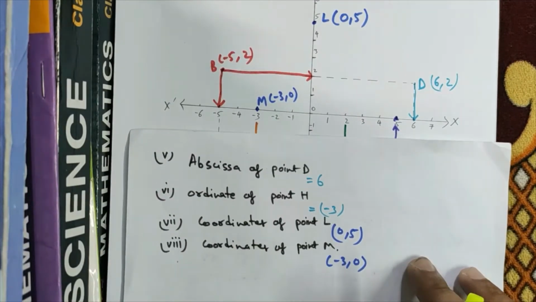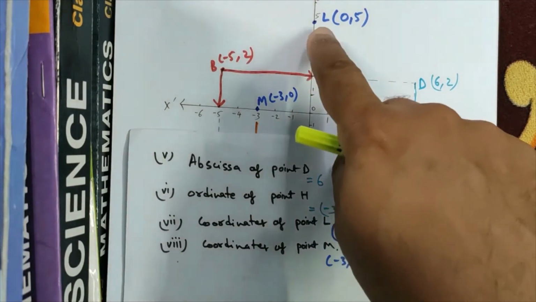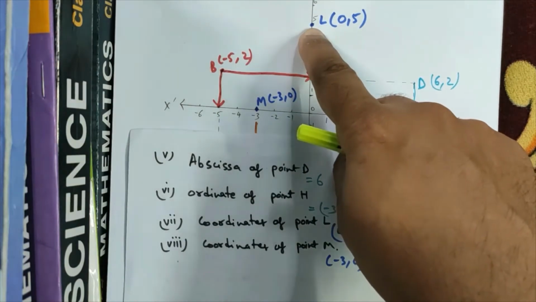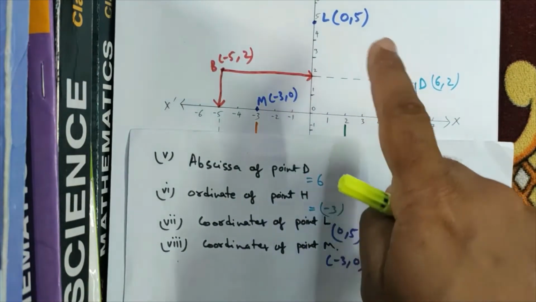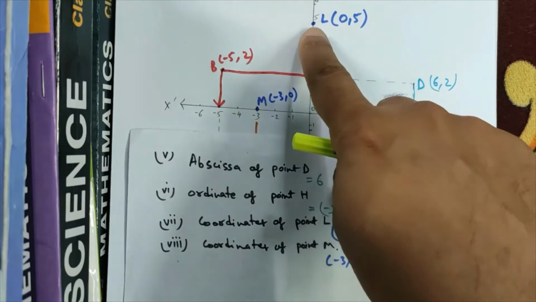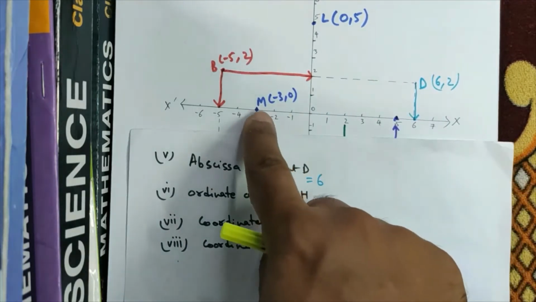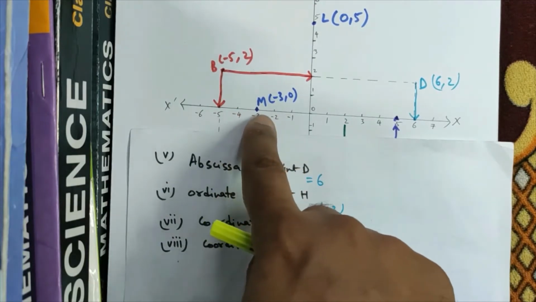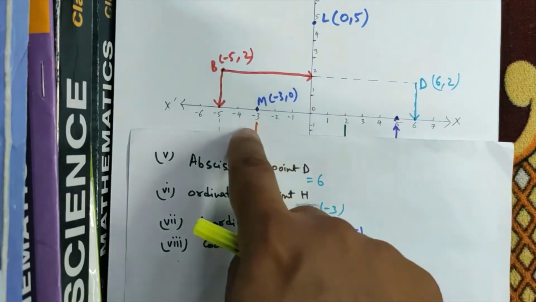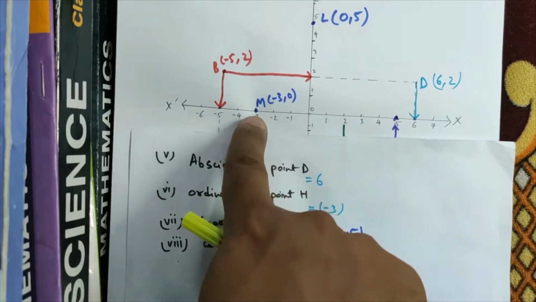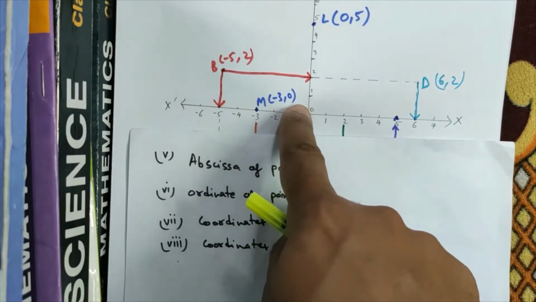Again, just a quick revision of the concept: if a point L is lying on the y axis, it is not lying in any of the quadrants, and since it is lying on the y axis, the x coordinate is 0. Point M is lying on the x axis, so it is not lying in any of the quadrants, and since it is on the x axis, the y coordinate will be 0.